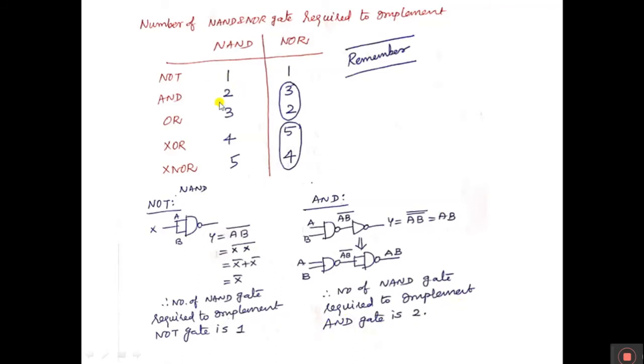That is given in the table itself directly. So this table is important. Just remember NOT, AND, OR, XOR, XNOR. The values required to implement with NAND are 1, 2, 3, 4, 5. For NOR gate, the 1 is the same. Just interchange these two, 3 and 2, and interchange these two, 5 and 4. Just remember this.